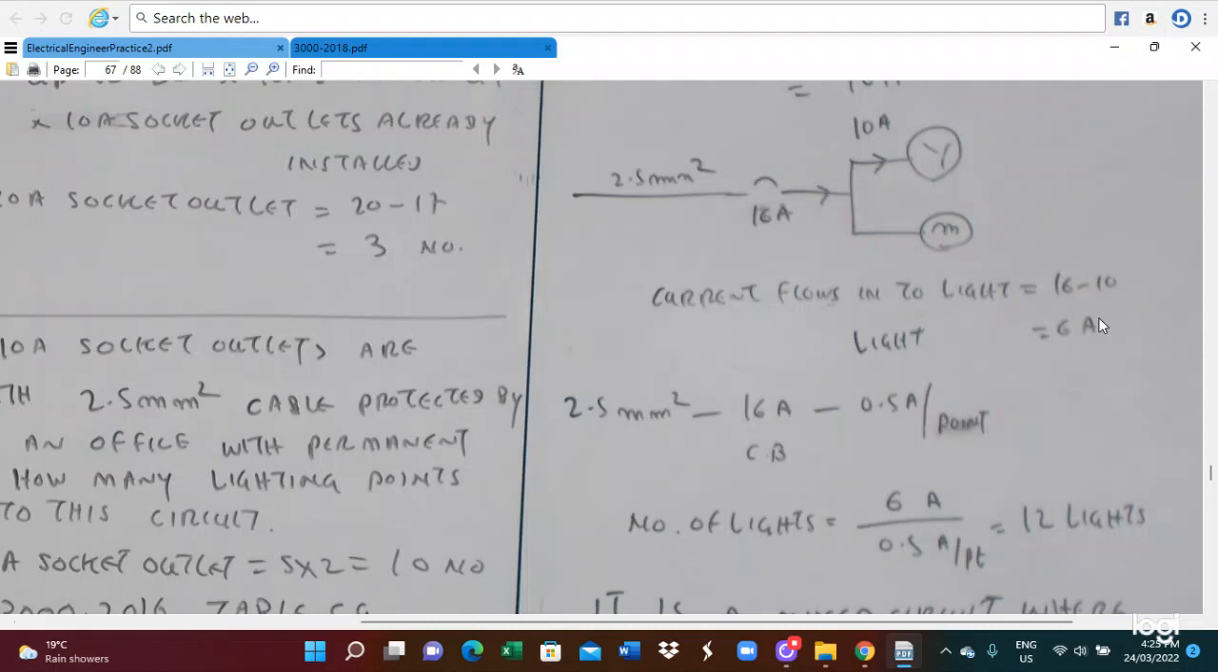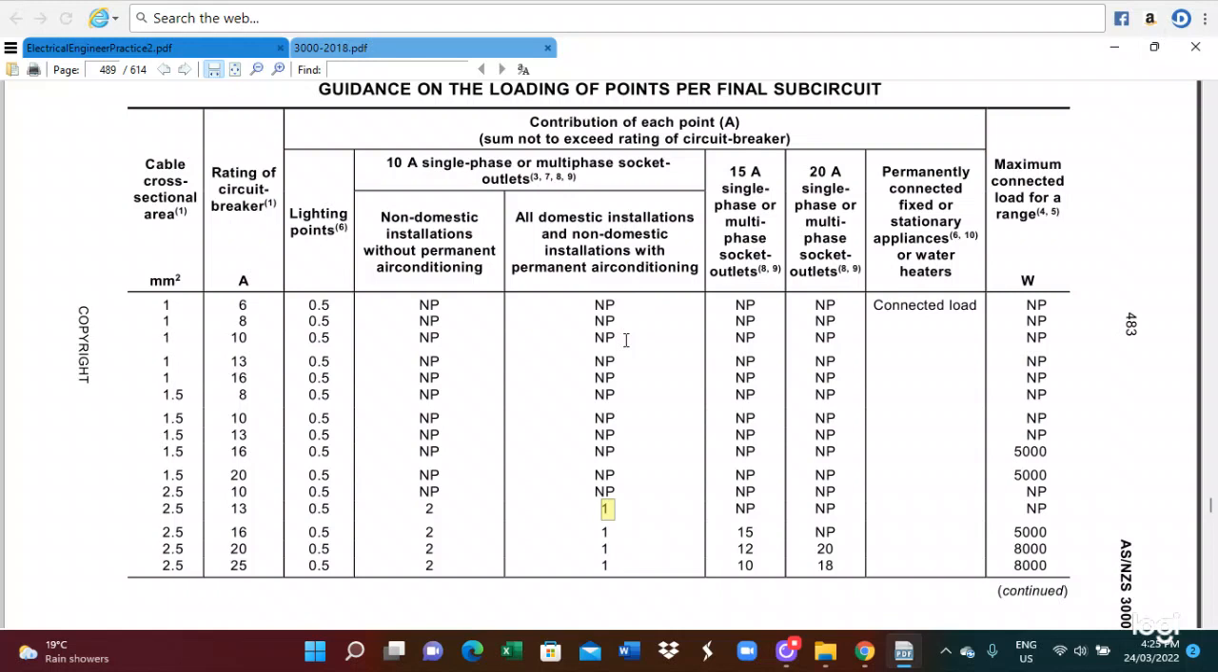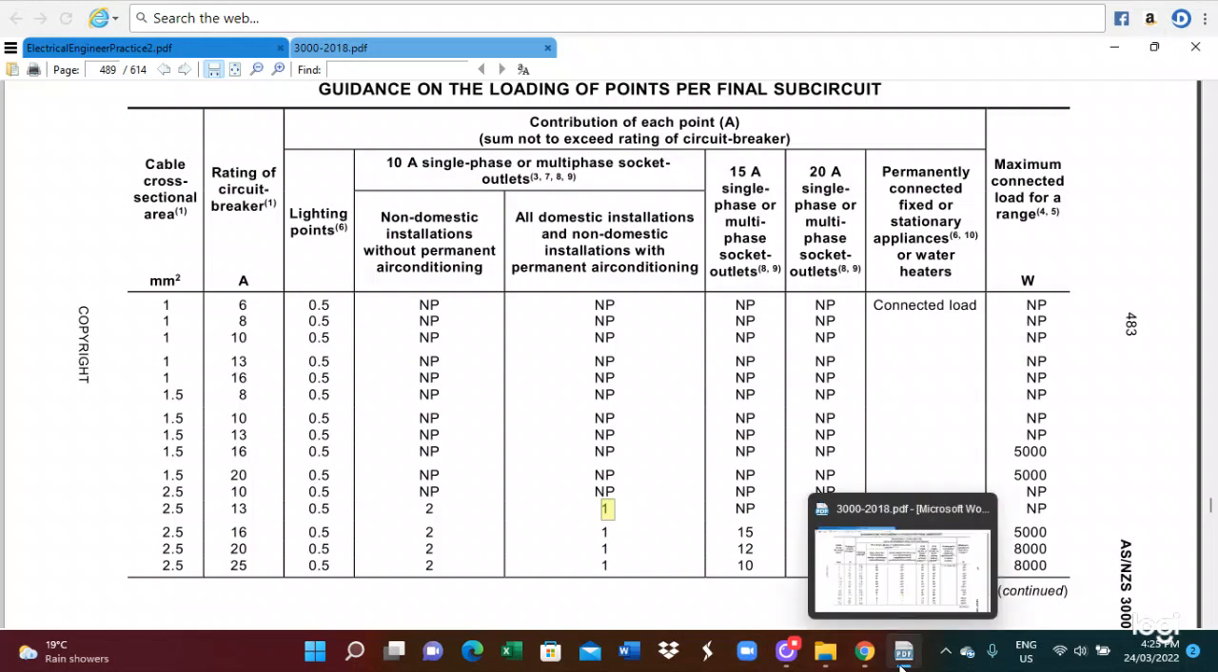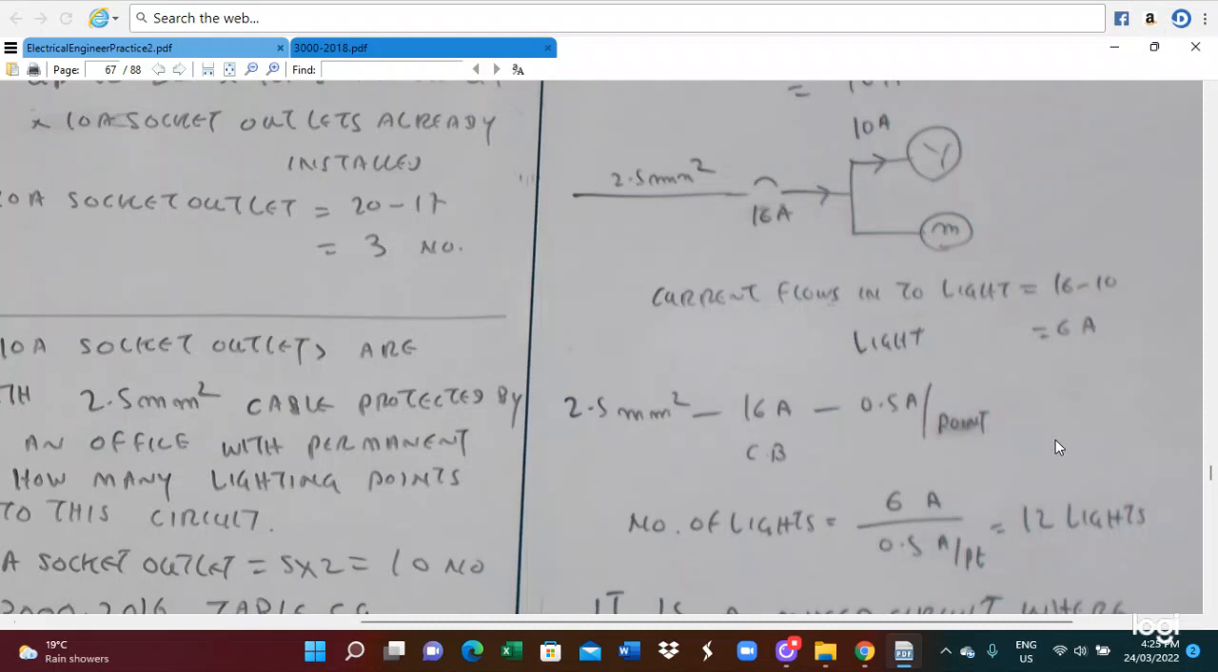So you see that in this table. For the lighting point calculation, you can see this table. Lighting point is 0.5 ampere per point, so every 1 point is drawing 0.5. So the total current is 6 ampere. So 6 divided by 0.5, you get 12 lights. So you can add another 12 lights. So this is the way we calculate it.